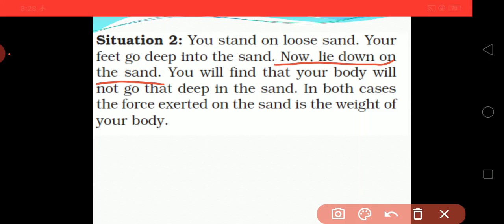In both cases you can see that the sand is exerting a force of our weight only. But the difference is that in the first case, when we are standing, that limited area, which is our feet area, is where the whole body weight is exerting. While on lying down we are increasing our surface area. The weight is the same, but it is divided over a different area, when we are lying down on the sand.